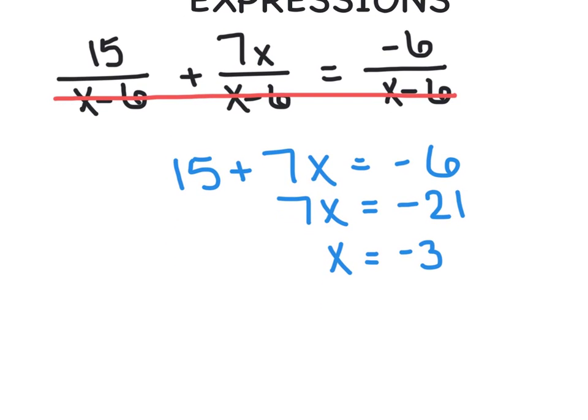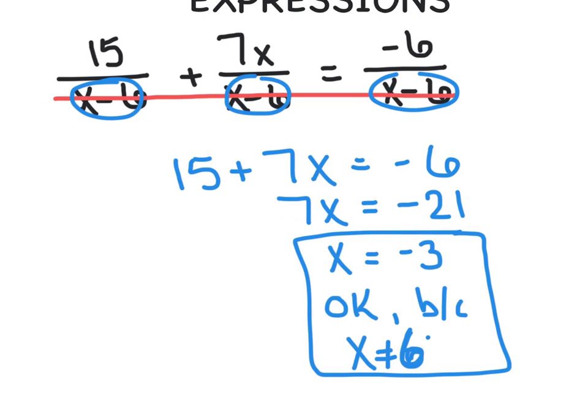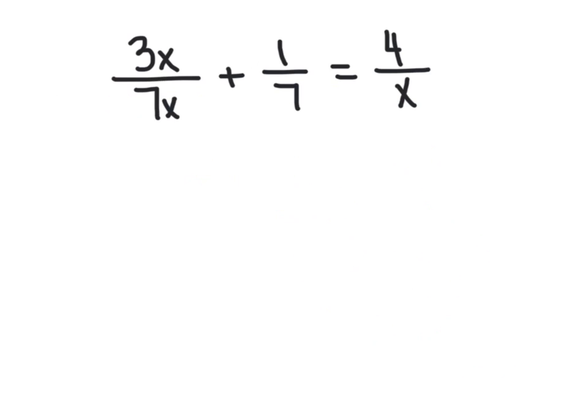In other words, check this out. I'm going to say x equals negative 3 is okay because x is not allowed to equal 6. I almost said negative 6. X is not allowed to equal 6. Why did I say x is not allowed to equal 6? Because I was looking at these denominators, reminding myself that there was a restricted domain. So x equals negative 3 is the solution. We don't have to reject it. It's okay.